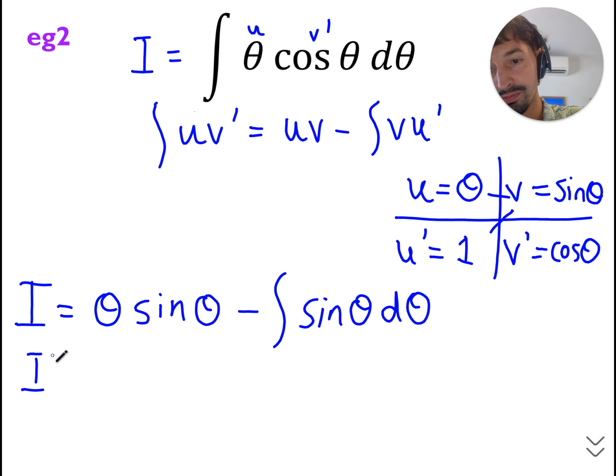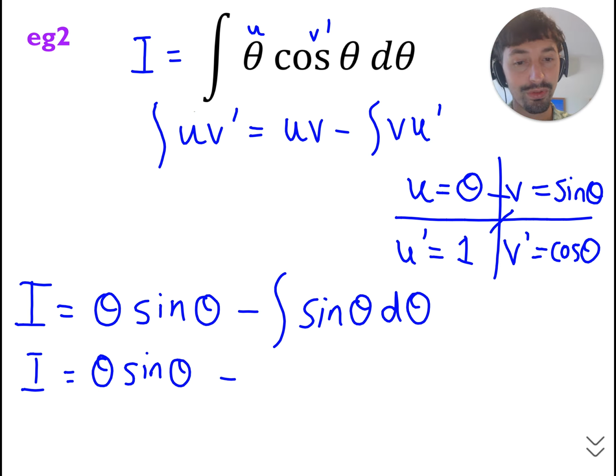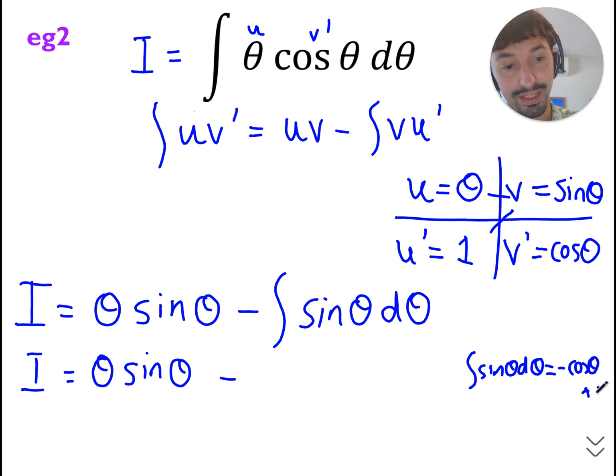So the integral becomes theta sine theta minus the integral of sine theta. Now the integral of sine theta is negative cos theta plus c. So we get negative cos theta. Because it's a double negative, we're going to get plus cos theta plus c.